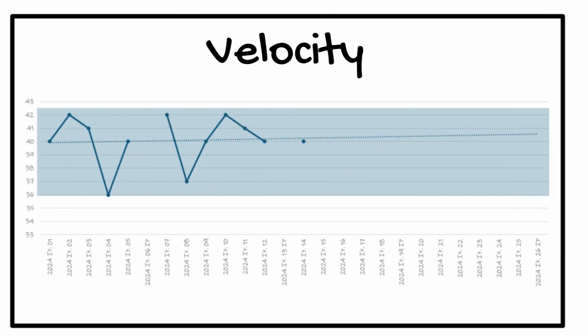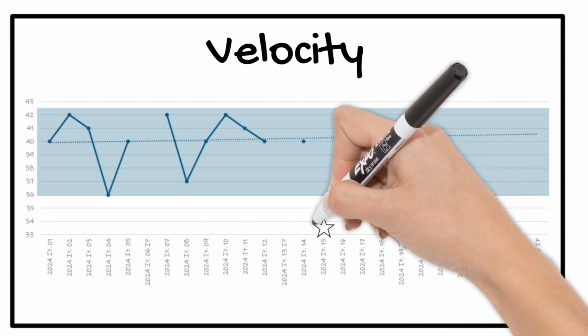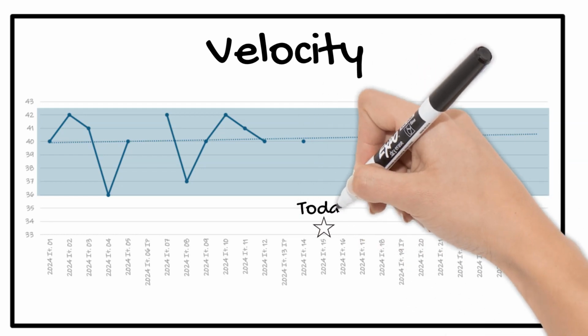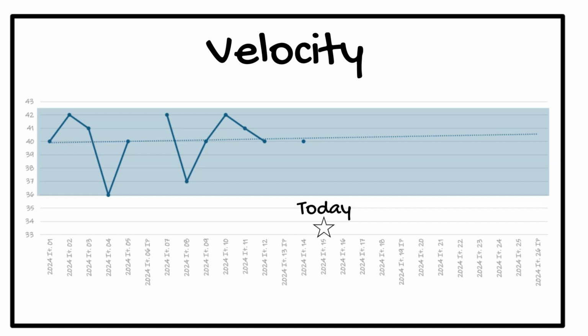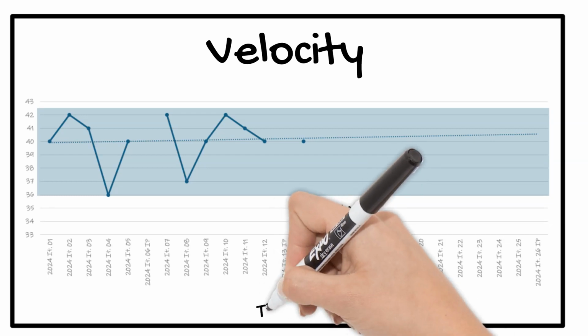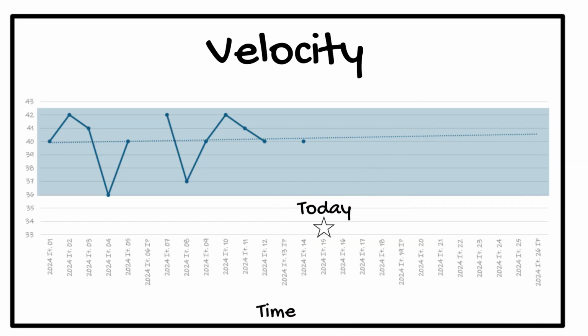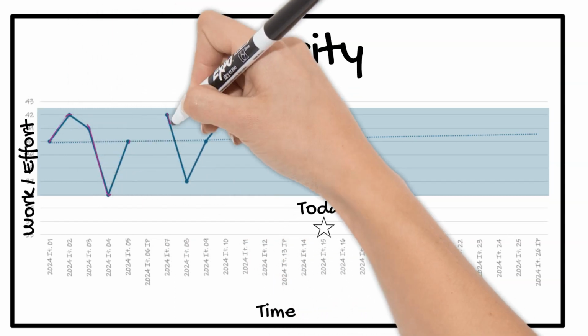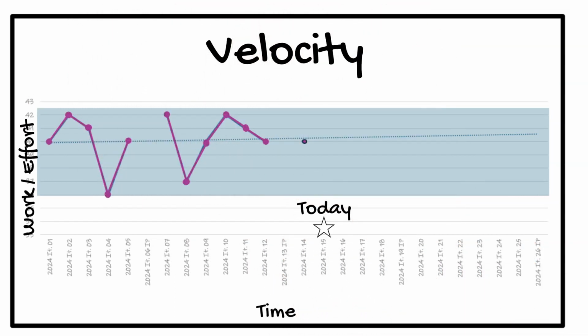Velocity represents the amount of work a team can accomplish within a given time frame. Picture it as the speedometer of your Agile journey. It tells you how fast you're moving, but not your direction or destination. Agile teams plot the total completed amount of work iteration by iteration. The x-axis represents time and the y-axis represents work. Typically, teams plot either points or story counts.